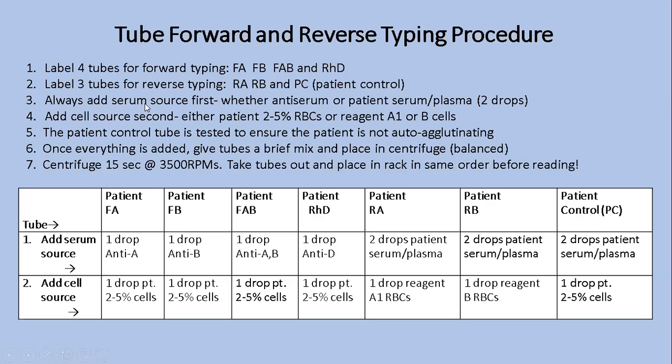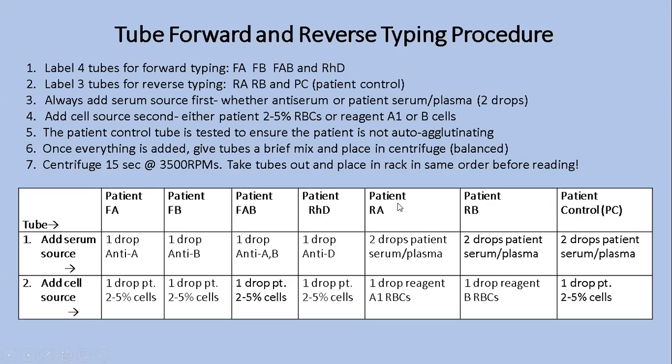We want to remember to always add serum source first, whether it's anti-serum or patient serum. And when we're looking at adding our serum source first, you guys know from last time that with forward typing, these are our known anti-sera. So our FA tube gets 1 drop of anti-A, FB gets 1 drop of anti-B. If we are using the anti-A,B, that's a combo reagent. We add 1 drop of anti-AB, and this is going to agglutinate when someone has A antigen and or B antigen, okay? And then anti-D.